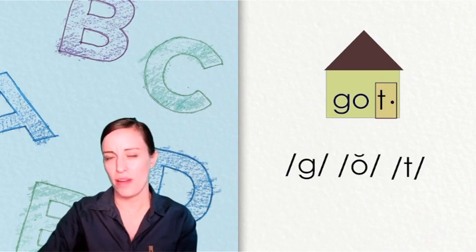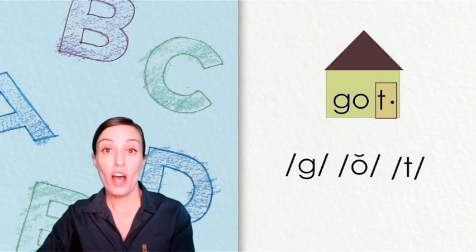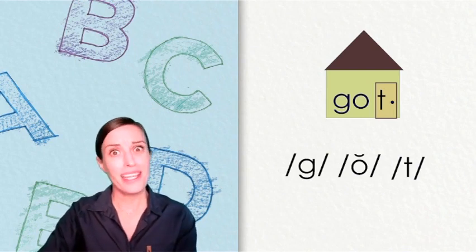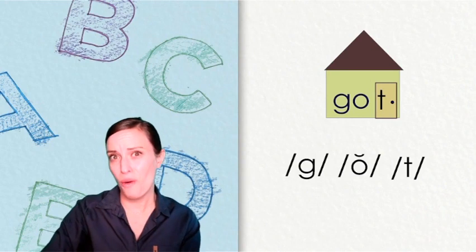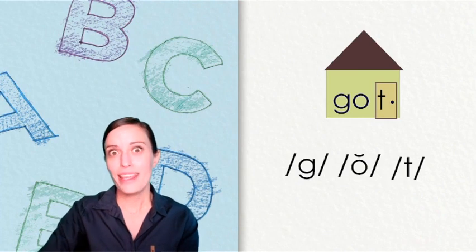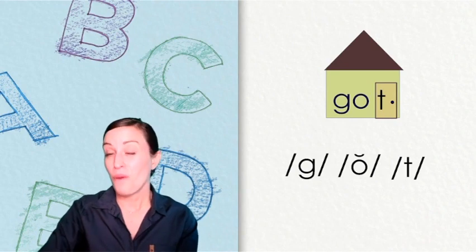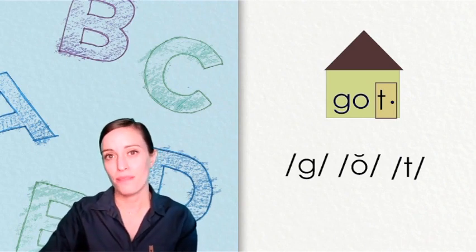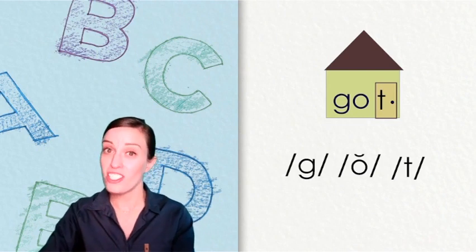Let's take a peek at this one. G-O-T, got. But how did I know that that O makes a short vowel sound? That's right, the O is closed in by that consonant T. When we look at the house, we can see that the door is closed. And with a closed syllable, we have a short vowel sound. Look to see how the word has changed.